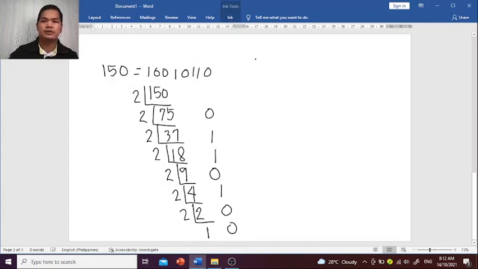So let us do the converting of a binary number into decimal on the other hand. So we have here 1, 0, 0, 1, 0, 1, 1, 0 as our binary number. So we have now 2 to the 0, 2 to the first power, 2 to the second, 2 to the third, 2 to the fourth, 2 to the fifth, 2 to the sixth, and 2 to the seventh power.